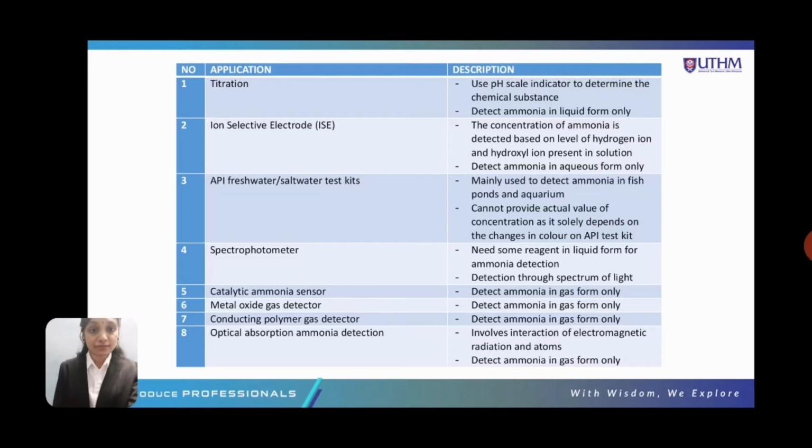The spectrophotometer basically needs some reagent in the form of liquid for ammonia detection, and it detects the concentration of ammonia through the spectrum of light. The fifth method is the catalytic ammonia sensor, which detects ammonia in gaseous form. The metal oxide gas sensor also detects ammonia in gaseous form. The conductive polymer gas detector detects ammonia in gas form, and optical absorption ammonia detection involves the interaction of electromagnetic radiation and atoms, and it detects ammonia in gaseous form only.